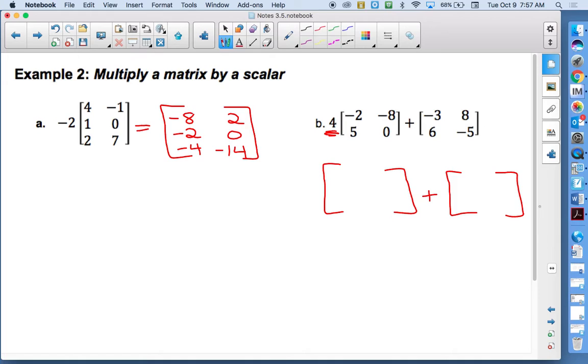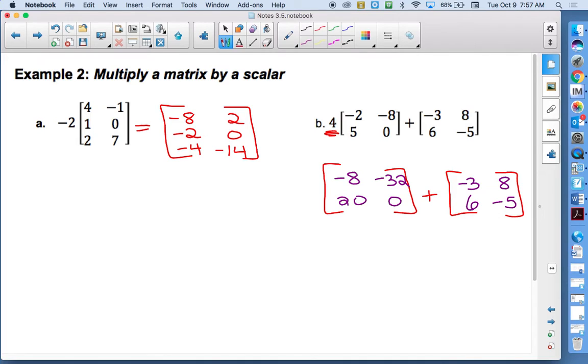So Melanie, if we multiply the first one by 4, what do you get? -8, -32. Good. 20 and 0. The second one doesn't change because it doesn't have a number in front of it. So it stays as -3, 8, 6, and -5. So only the first one is changing. It's being multiplied by 4 because it has a 4 attached to it. And then we add them together.